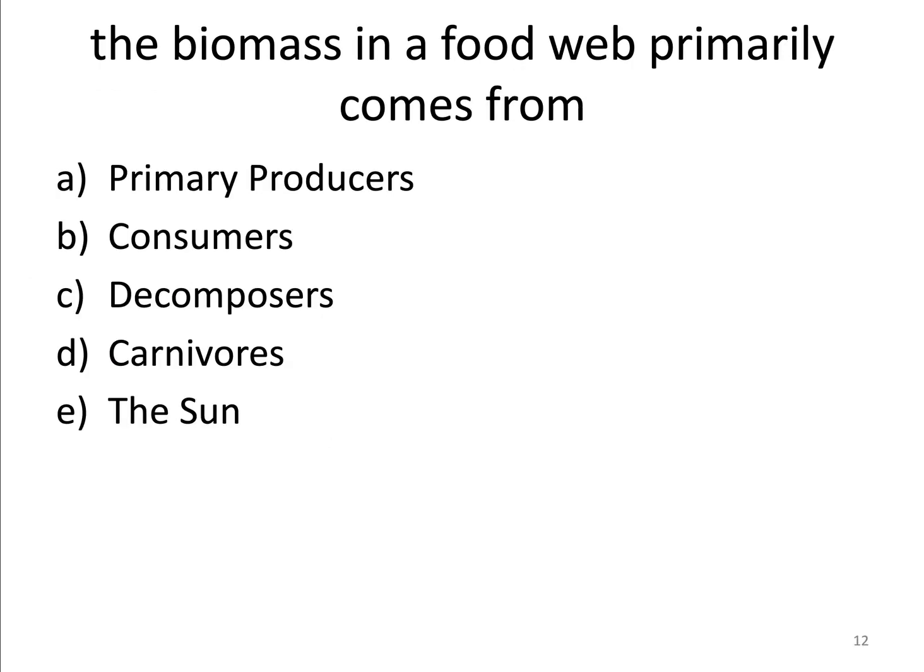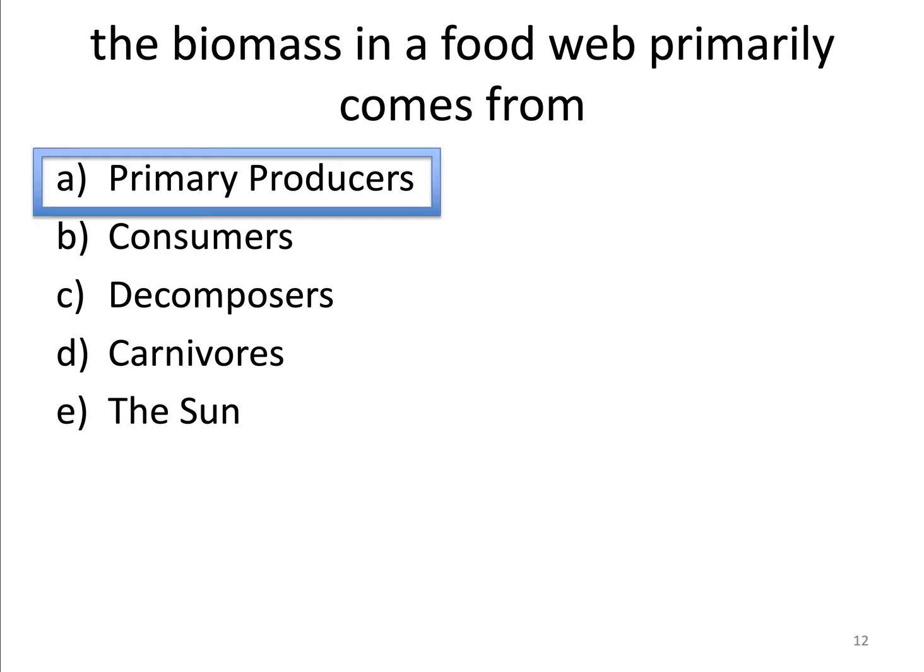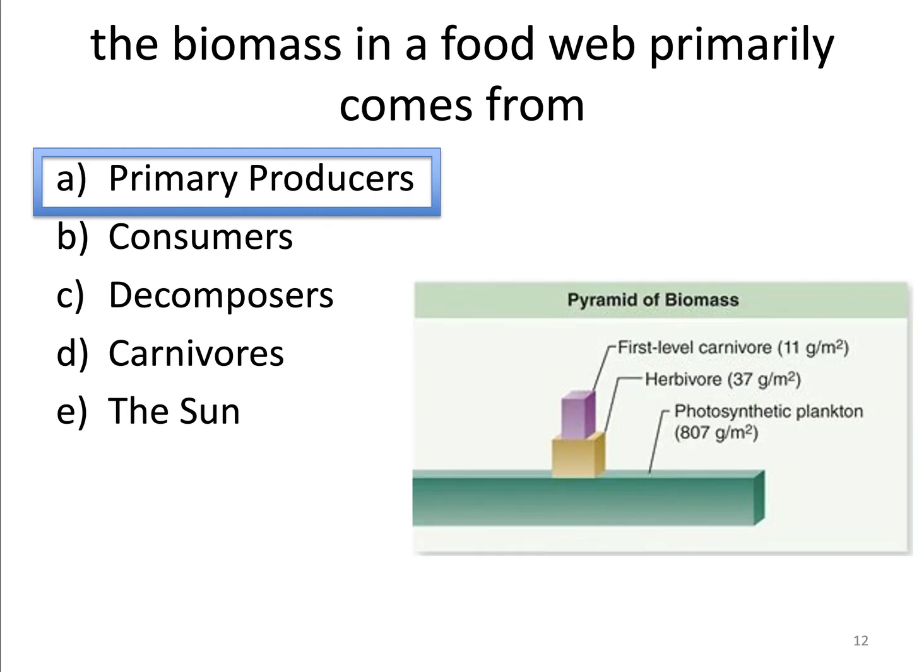The biomass in a food web primarily comes from the primary producers, okay? So once again, if you look at a typical pyramid of biomass, most of the biomass in any food web or food chain, however you want to look at it, is going to be in the primary producers.